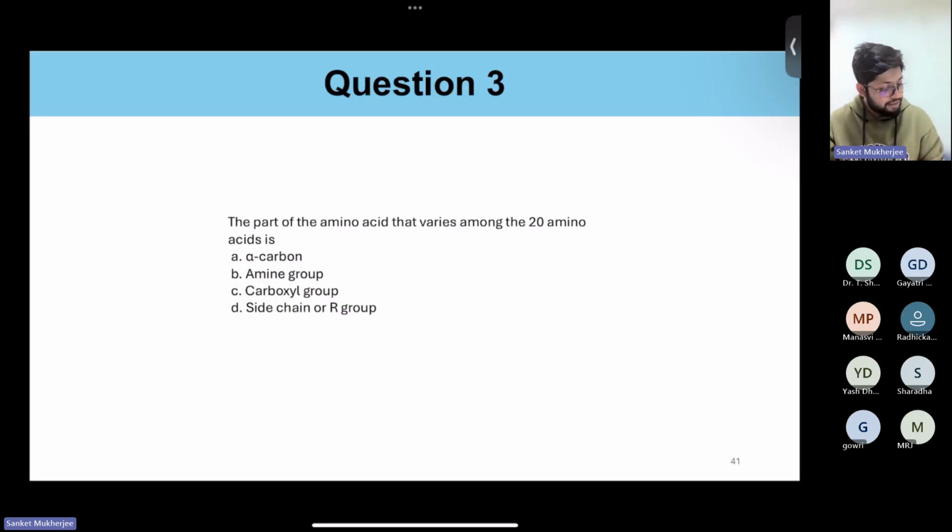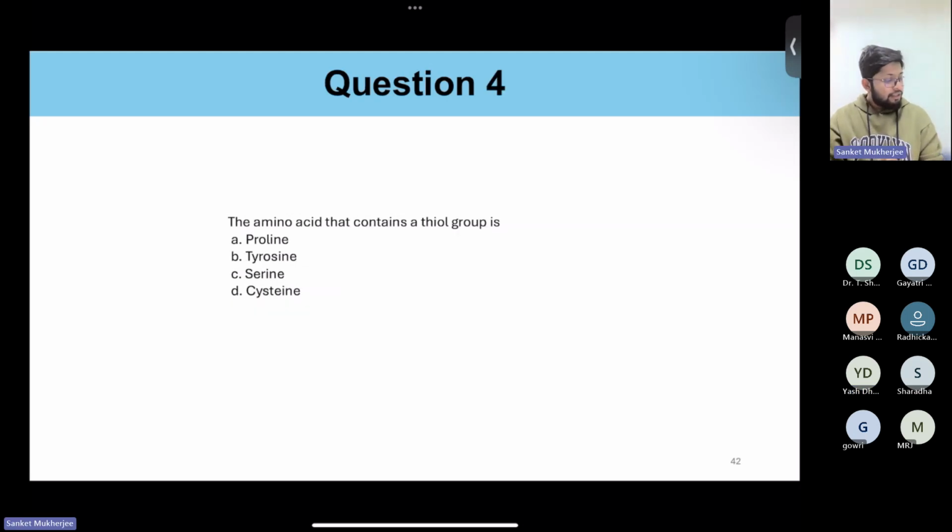The part of the amino acid that varies among the 20 amino acids is the alpha carbon, the amine group, the carboxyl group, or the side chain or R group. Side chain. You're right. The amino acid that contains a thiol group is proline, tyrosine, serine, or cysteine.